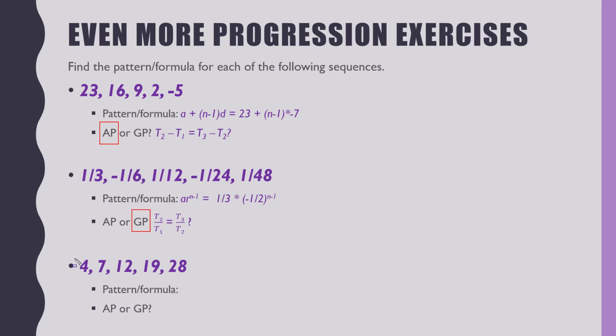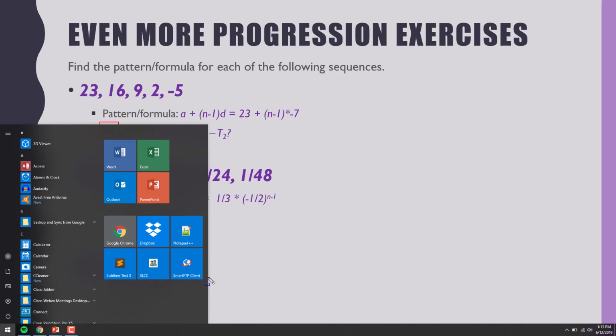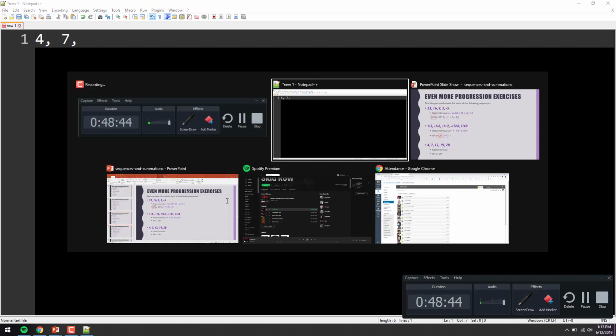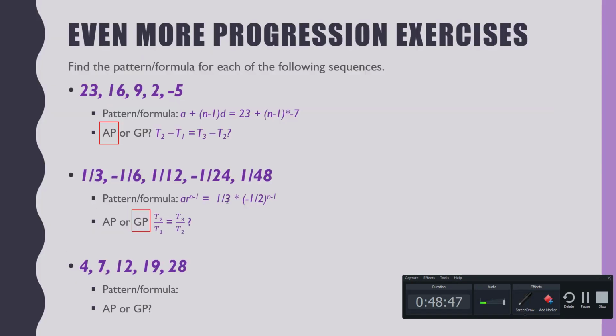Each one of these terms, this is the first term, that is the second term, third, fourth, fifth term, right? So basically the question I'm asking when I want you to show me a formula or a pattern is in terms of n, right? T sub 1, T sub 2, T sub 3. What can I do to the number 1? In fact, I'm going to open up a notepad here, and so we can look at this a little bit more clearly, okay? 4, comma, 7, comma, 12, 19, 28.